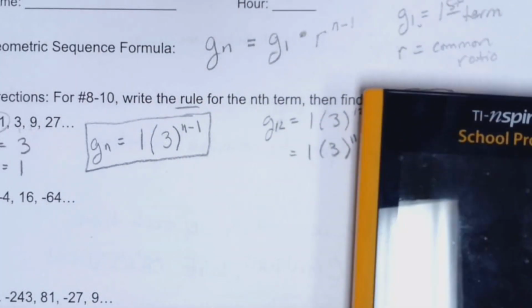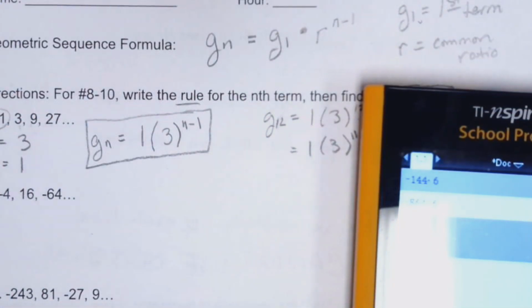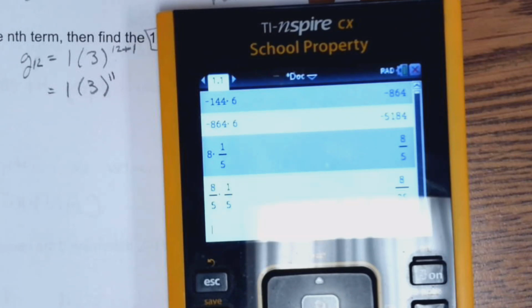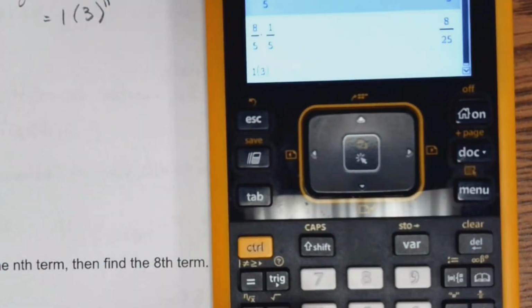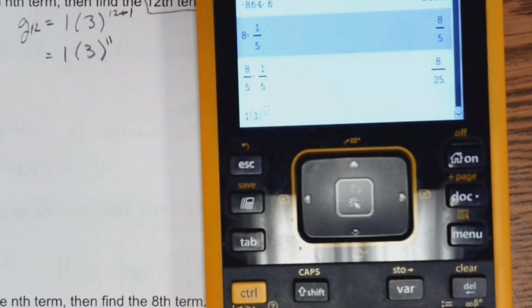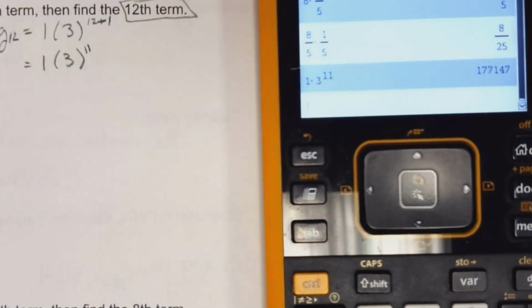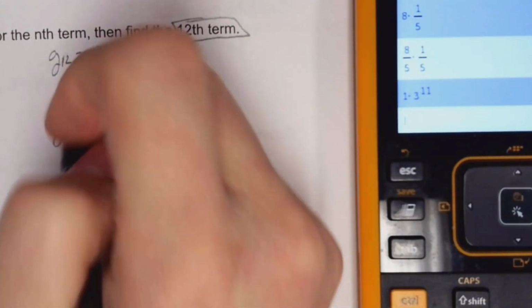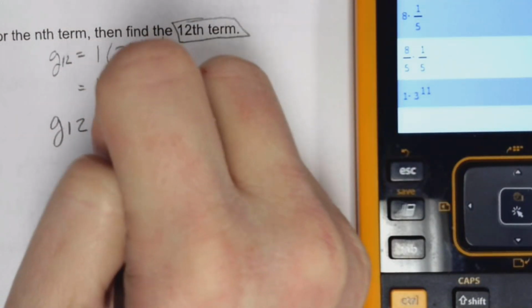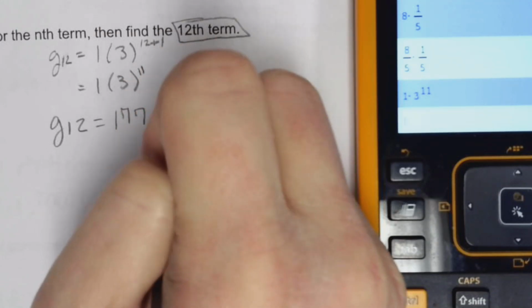So in your calculator, we're going to type in exactly what we see. Okay, we're going to type in the number 1, parentheses, 3. Go on the other side of the parentheses. You're going to have to hit the right arrow. And then you're going to hit caret, which is by the number 4 here. And we're going to pick 11. When you hit enter, you're going to get a ginormous number. So G12 is going to be 177,147.